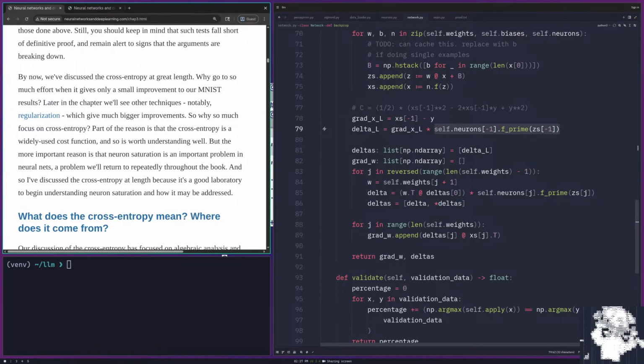By now, we've discussed the cross entropy at great length. Why go to so much effort when it gives only a small improvement to our MNIST results? Later in the chapter, we'll see other techniques, notably regularization, which give much bigger improvements. So why so much focus on cross entropy? Part of the reason is that the cross entropy is a widely used cost function and so is worth understanding well, but the more important reason is that neuron saturation is an important problem in neural nets, a problem we'll return to repeatedly throughout the book, and so I've discussed the cross entropy at length because it's a good laboratory to begin understanding neuron saturation and how it may be addressed.